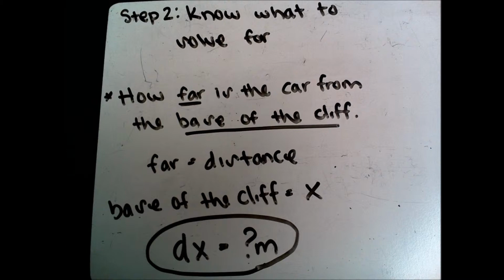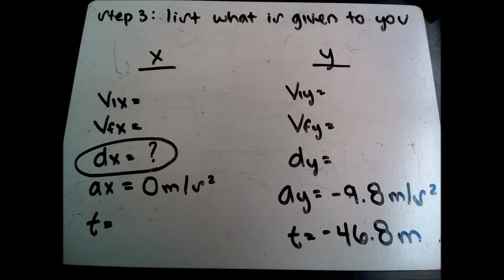Step number 3 was to list what is given to you, and here I split the x and y components. We know that we must solve for dx. ax is 0 meters per second squared. ay is negative 9.8 meters per second squared, and dy equals negative 46.8 meters.